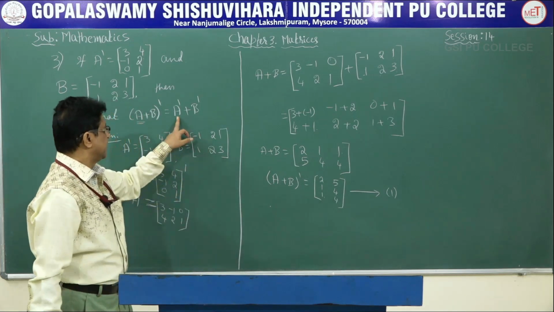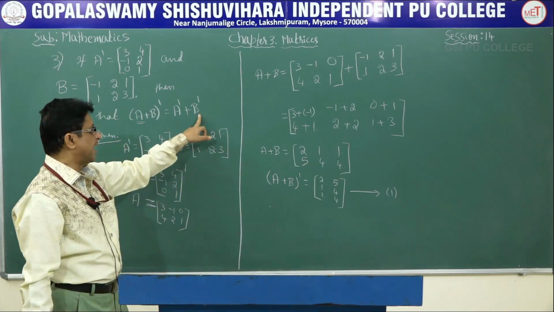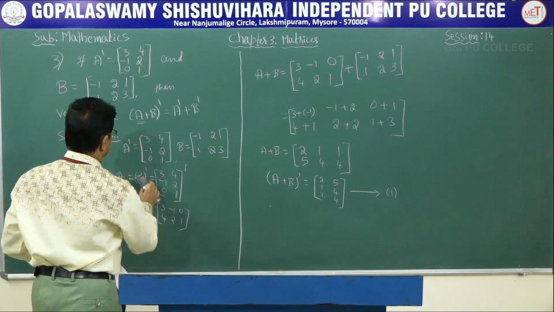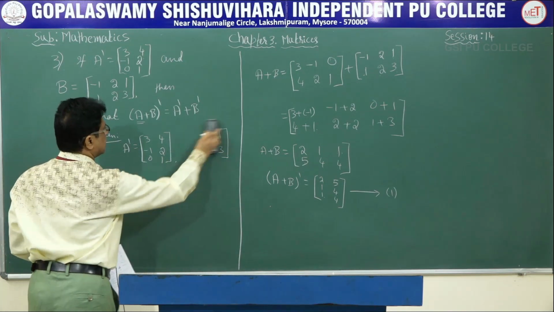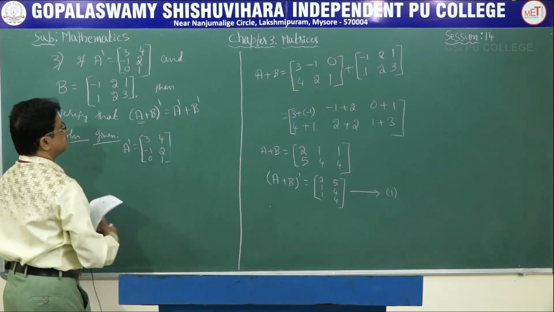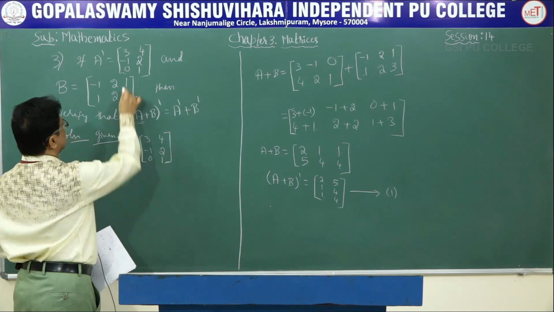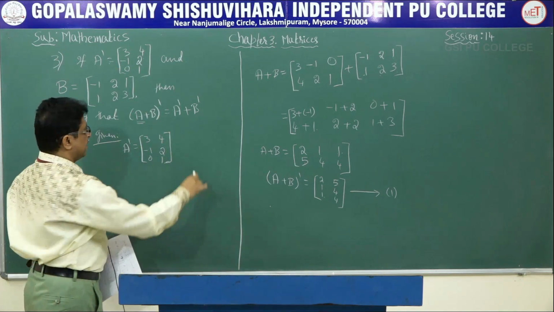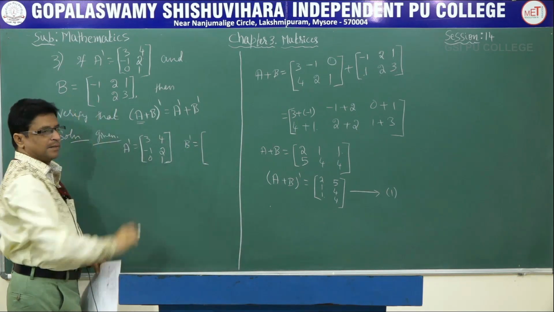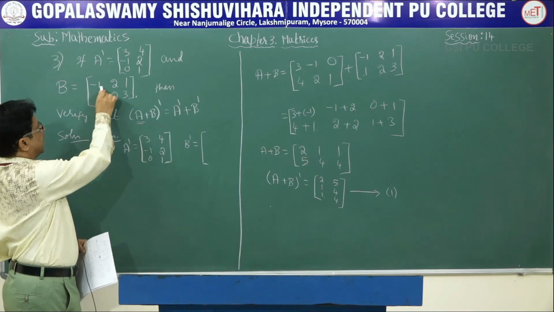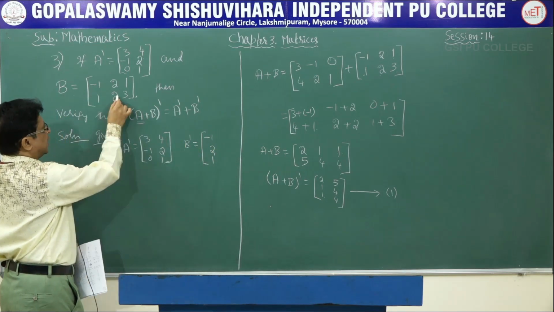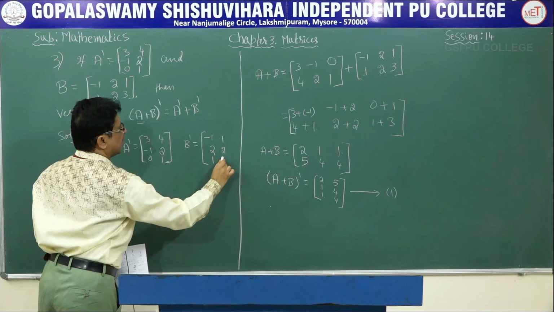Next, A dash is the given data, and we shall find B dash. So B dash is the transpose of the matrix B. So here the first row, minus 1, 2, 1, becomes the first column, and the second row, 1, 2, 3, will become the second column.